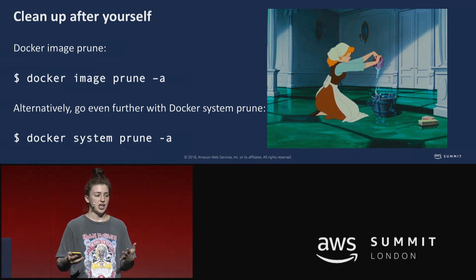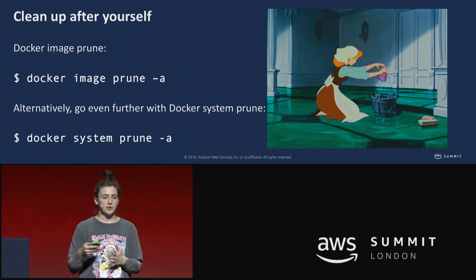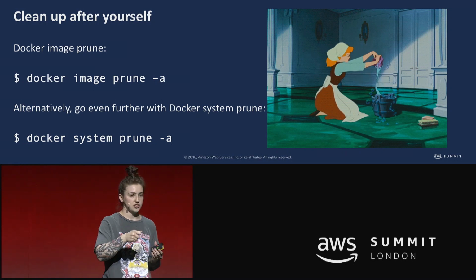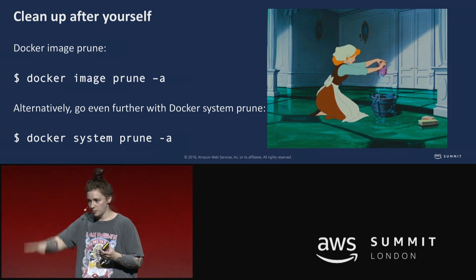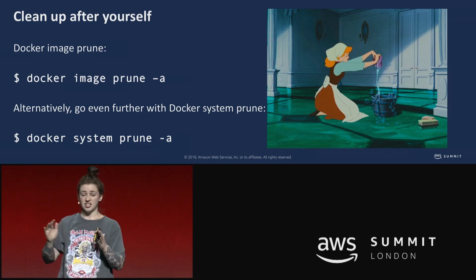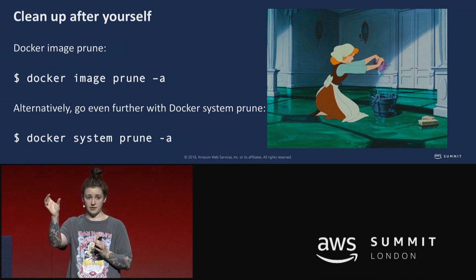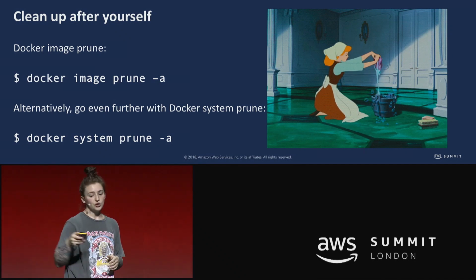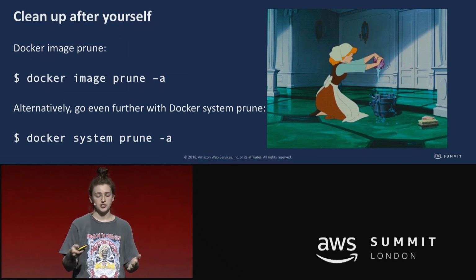Unused in Docker's case usually means untagged. So if you go into your host and you run docker ps -a, and it lists a bunch of stuff, you end up with things that are untagged, that have nothing in the tag column. You can clean those up with either image prune or system prune.